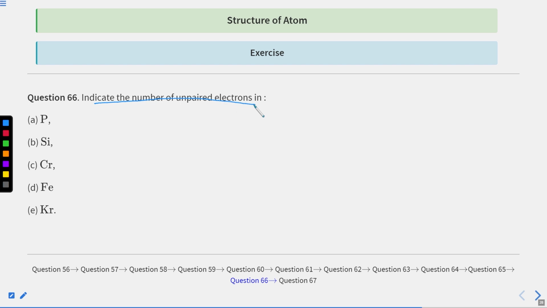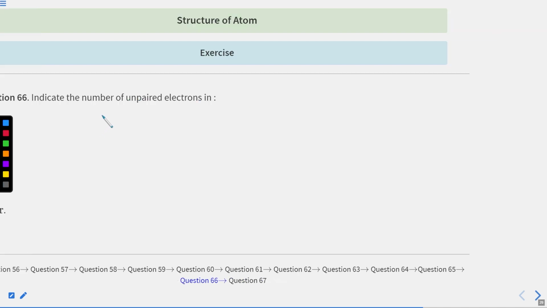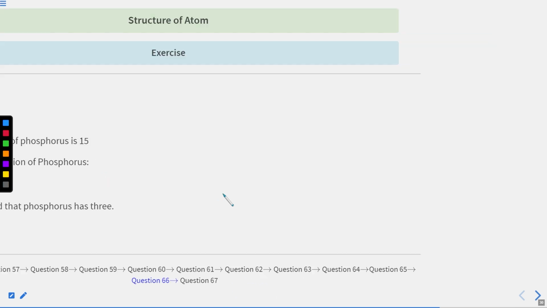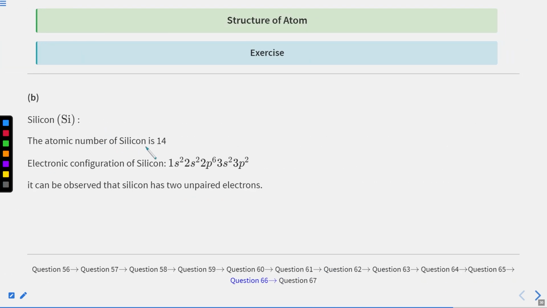Indicate the number of unpaired electrons. Okay, you have to indicate the number of unpaired electrons. For that, we will write the electronic configuration. For phosphorus, 1s2, 2s2, 2p6, 3s2, 3p3. So the number of unpaired electrons is 3. Next is silicon. It will have 1s2, 2s2, 2p6, 3s2, 3p2. So 2 unpaired electrons.